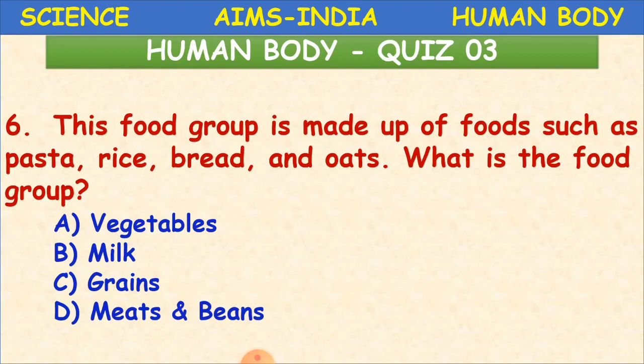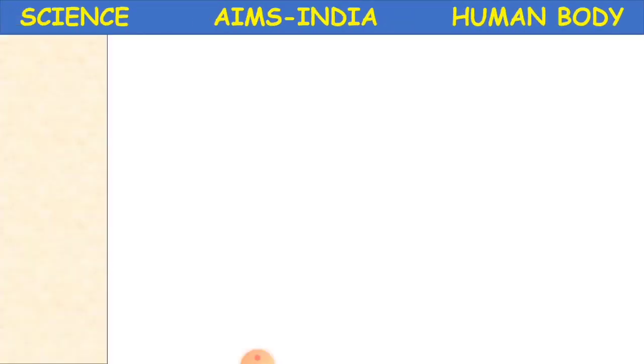From which do we make pasta, rice, bread, and oats? So from which food group? Yes, that is from grains. Okay, children, wheat comes under grains. Through wheat we'll make bread, pasta. Even oats. Rice is also a grain. So it belongs to the grains food group. Okay, next question.